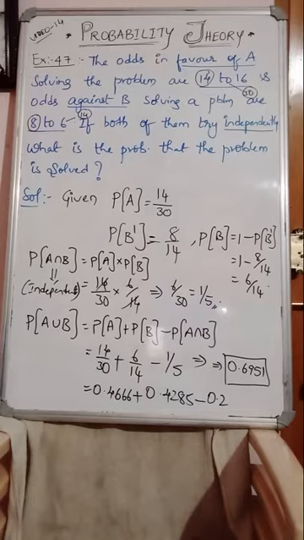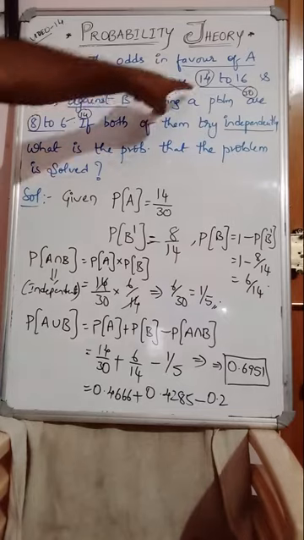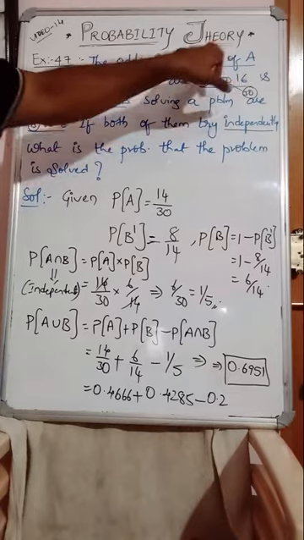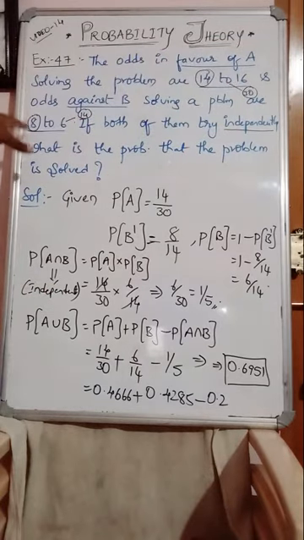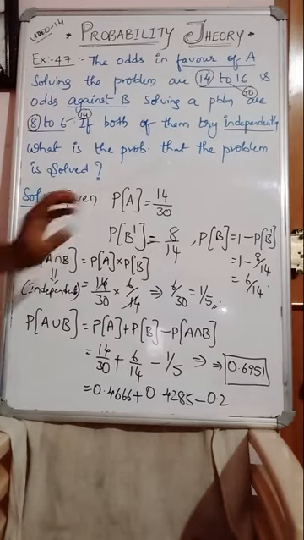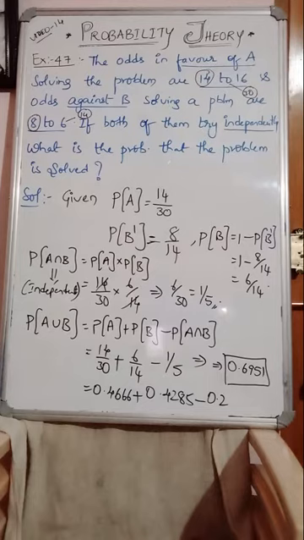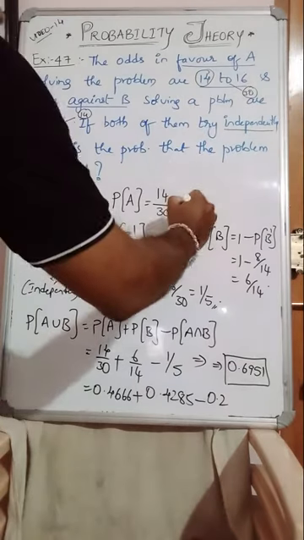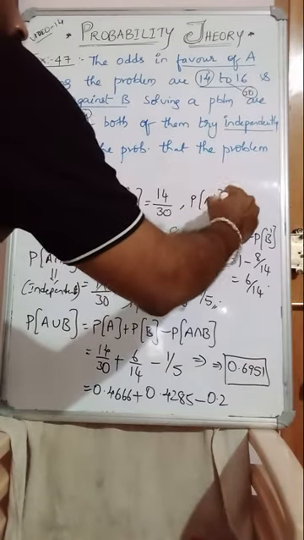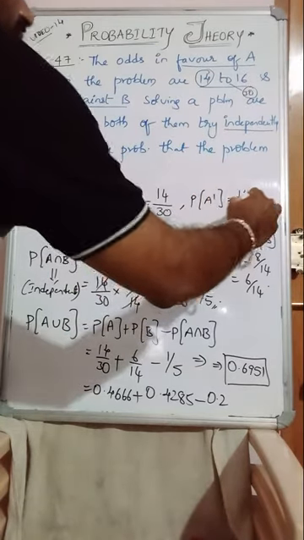The odds in favor of A solving the problem: favor is 14, against is 16 for A. And then 8 is against, 6 is favor for B according to the question. So those probabilities you need to write down here. Probability of A solving the problem is favor 14 by 30. And then against also, P of A dash will become 16 by 30. Against, that is.